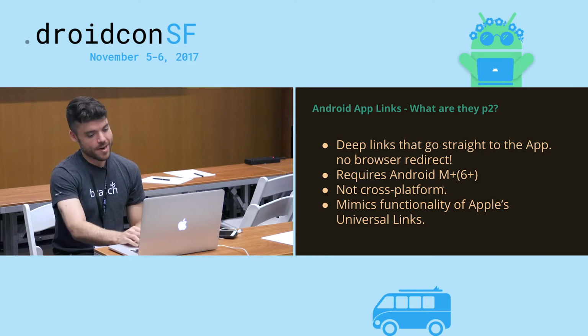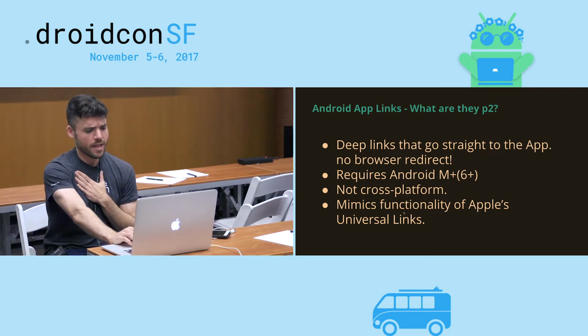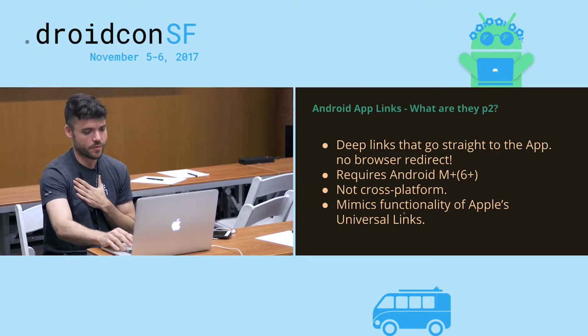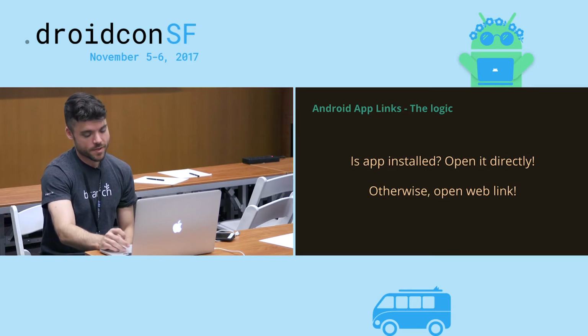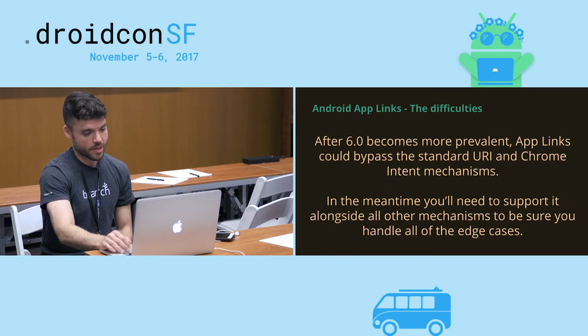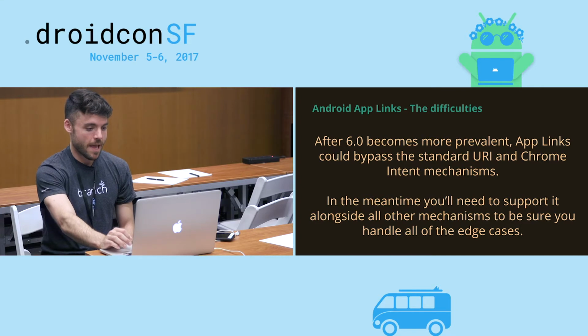This Android app links requires Android 6.0. It's not cross-platform. And as I said, it mimics the functionality of Apple's universal links. And this is the logic of it: if the app's installed, it can open it, otherwise open a web link. There are some difficulties because you have to support URI scheme deep linking and app links if you were to build your own solution.